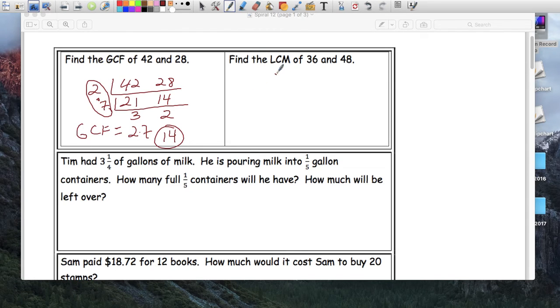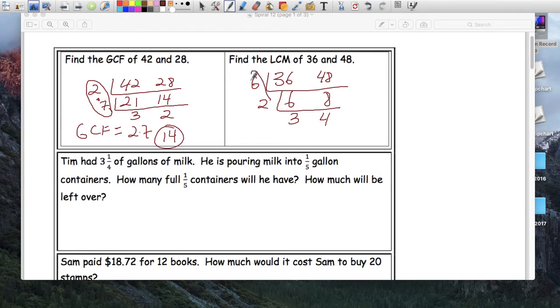LCM of 36 and 48. And we're going to go as high as we can. 36, let's see, 6 works. Yeah, 6. 8? No, 6. 6 into 36 is 6. 6 into 48 is 8. We can go again, and that'd be a 2. 2 into 6 is 3. And 2 into 8 is 4. Can I go again? No.